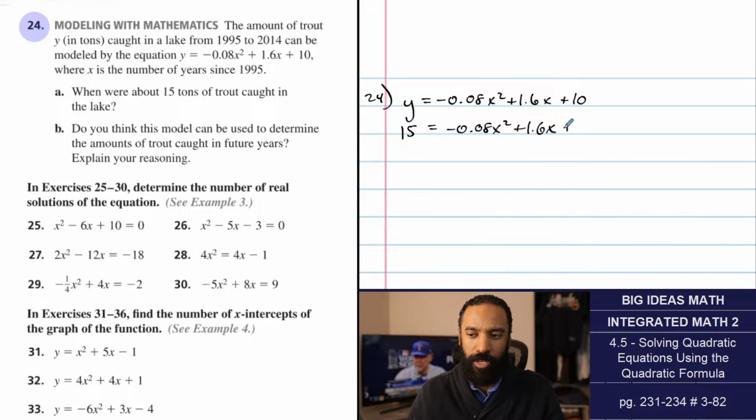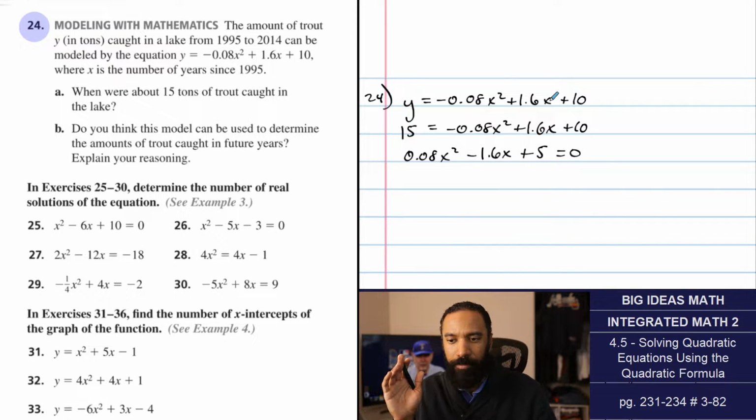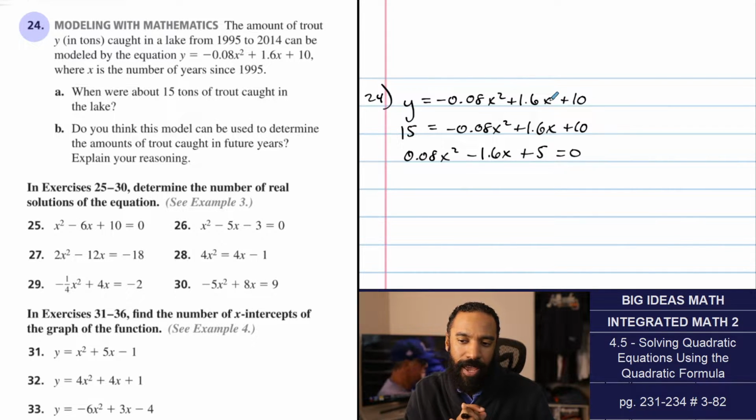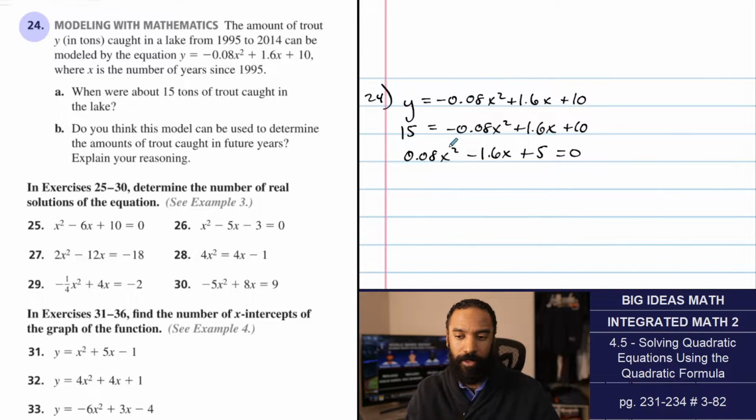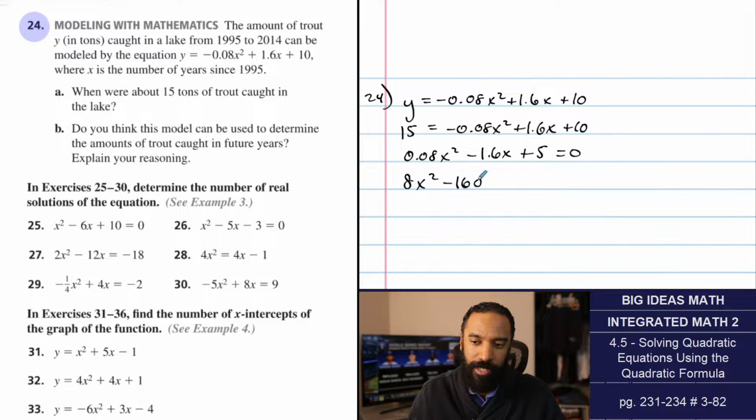Quadratic formula is the way they're kind of encouraging. I'm going to add the 0.08x squared over here, subtract the 1.6x, and subtract the 10. And we get plus 5 equals 0. Now, I mentioned this before, but I really like my numbers being whole. You can plug them in like this; it's all up to you. Just work the calculator how you like. If I multiply everything by 100, I get this.